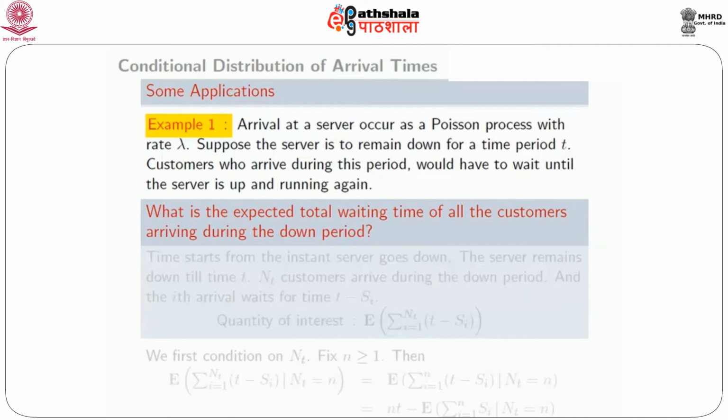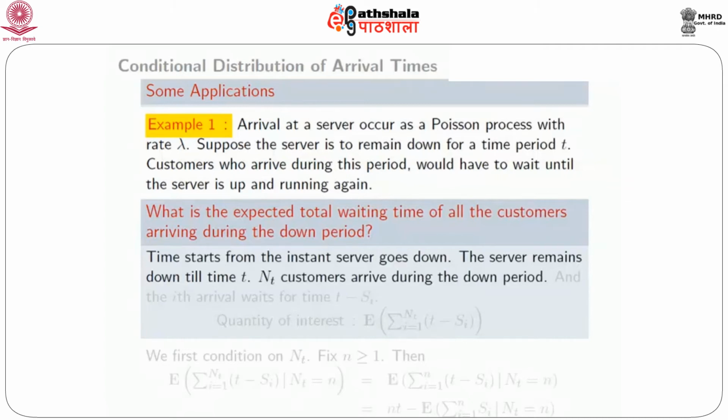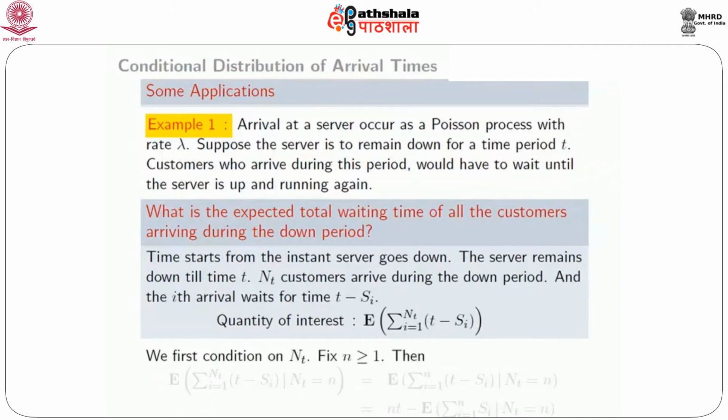Okay, so there is a time period t during which the server will be down. So customers who arrive during that period, they would have to wait until the server is up. So what we want to know is the expected total waiting time of all the customers arriving during the down period. Of course, time starts from the instant the server goes down. The server remains down till time t. Nt customers arrive during the time period, where Nt is a Poisson process, and the ith arrival waits for time t minus Si. Si is the time when the ith arrival arrives, and t is the time starting from 0 when the server is up again.